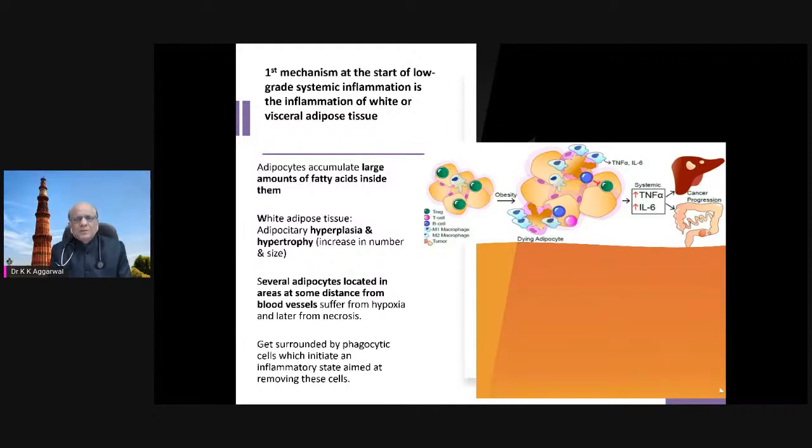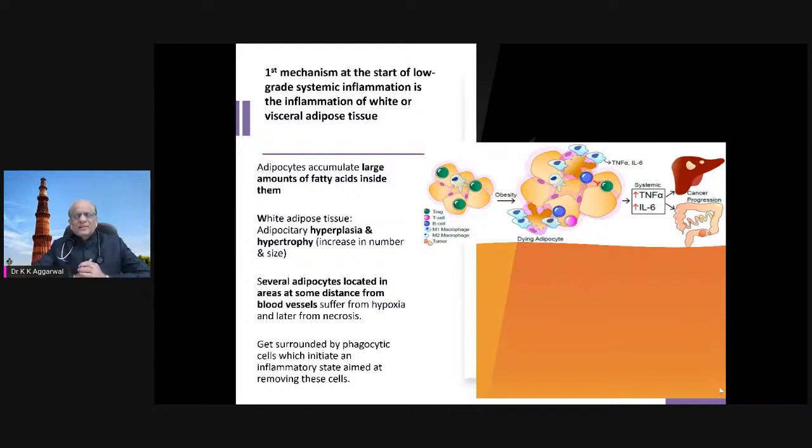So two things I will talk about again and again. While in corona we talked about IL-6, less of TNF alpha, in obesity we talk about more of TNF alpha. TNF alpha, TNF alpha, and macrophages 1. So there are two types of macrophages, macrophage 1 and macrophage 2, which we will talk about.